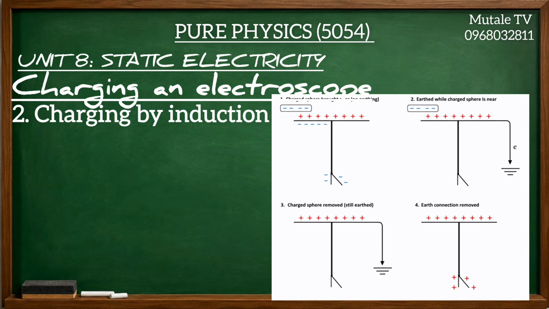Electrons then flow to the earth through the body, and the leaf collapses. The finger is then removed before the rod. A net charge is left on the electroscope, causing the leaf to rise. So the charge acquired is opposite to that on the charging rod.